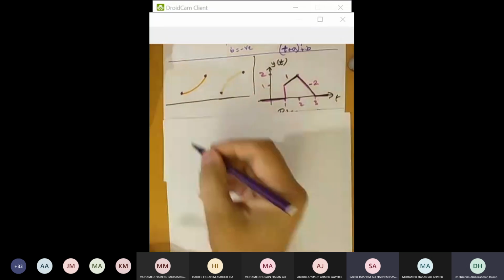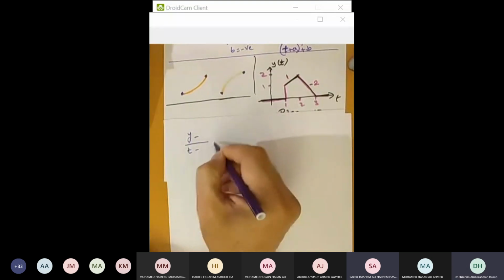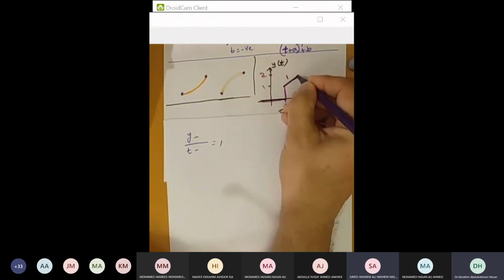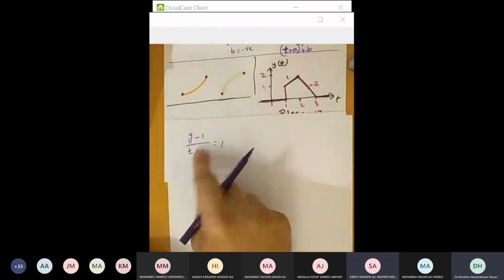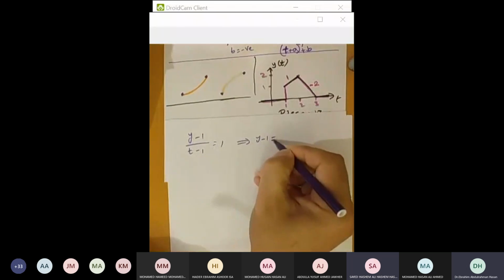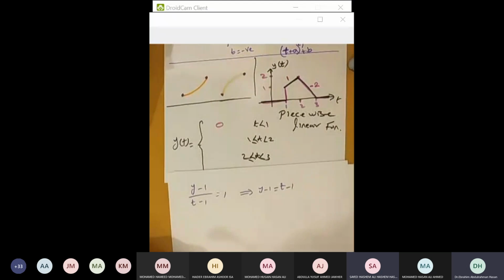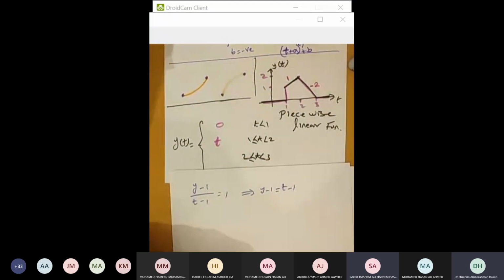Okay, for equation number 1 for this line, we can use y minus y1, okay, divided by t minus t1 equal to the slope, which is 1. Okay, any point you can take this or this. هذه اللي هي 1 1, so it is 1 1. So then y minus 1 equal to t minus 1. So then y equal to t. So then here it is equal to t. And you can check it. At 1, it is equal to 1. At 2, it is equal to 2. Yes, this is correct.